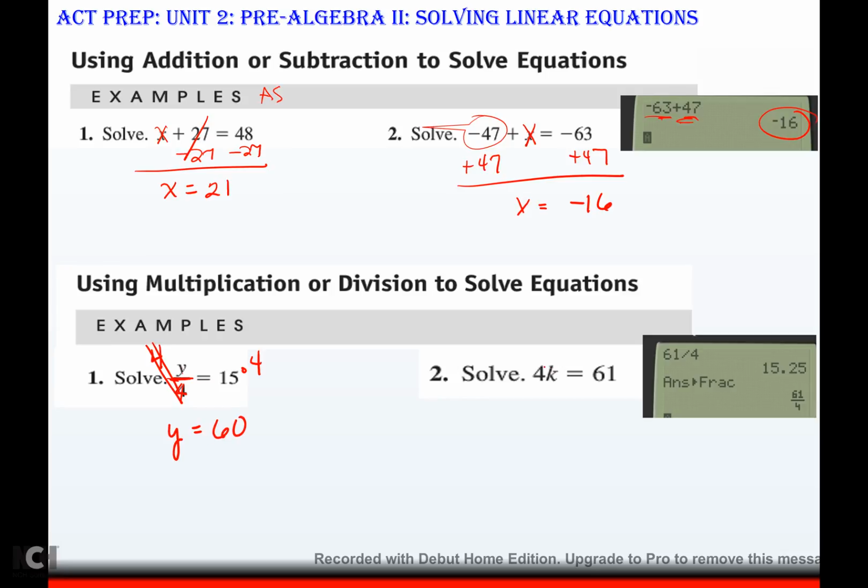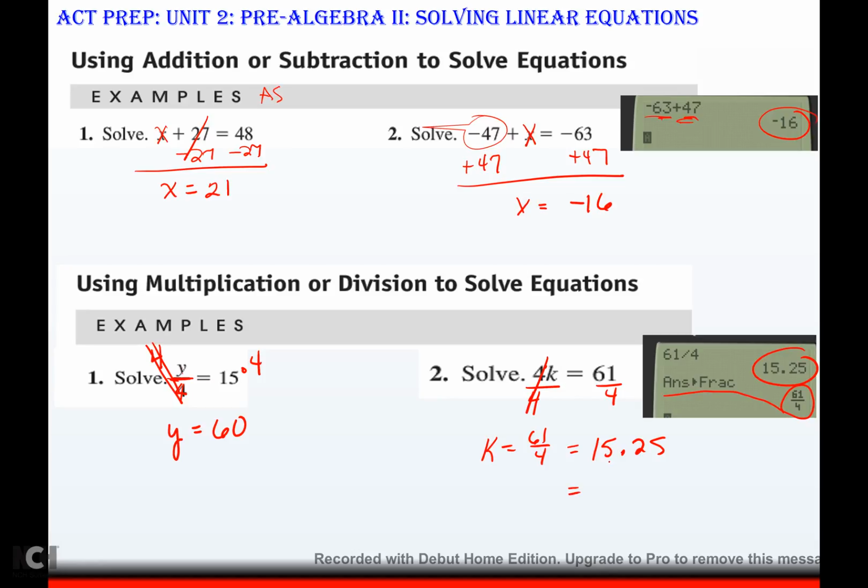Okay, here they're multiplying the variable by 4, so to undo multiplication, I divide by 4, but I have to do it to both sides. So k equals 61 over 4. As a decimal, again, you never know how they're going to put their answer. As a decimal, it would be 15.25. If I enter it to see if I can reduce it, I can't. 61/4 is all I can do.